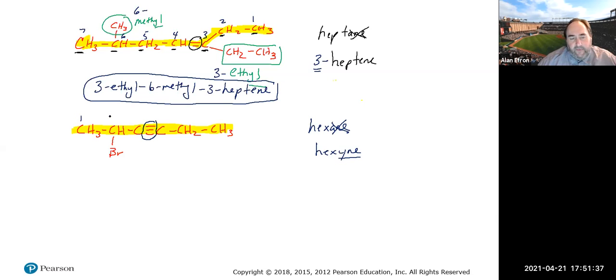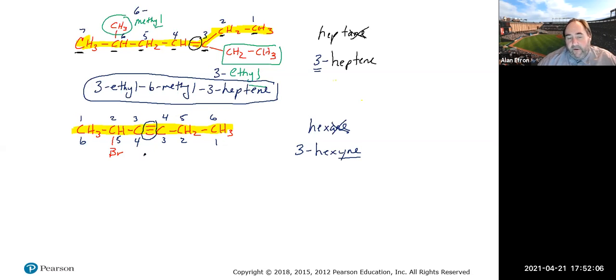Going left to right, in terms of our numbering, puts our triple bond at carbon number 3. Going right to left puts our triple bond at carbon number 3. So clearly, no matter which way we go, carbon number 3 is where our triple bond is. So which way should we actually go in this case?